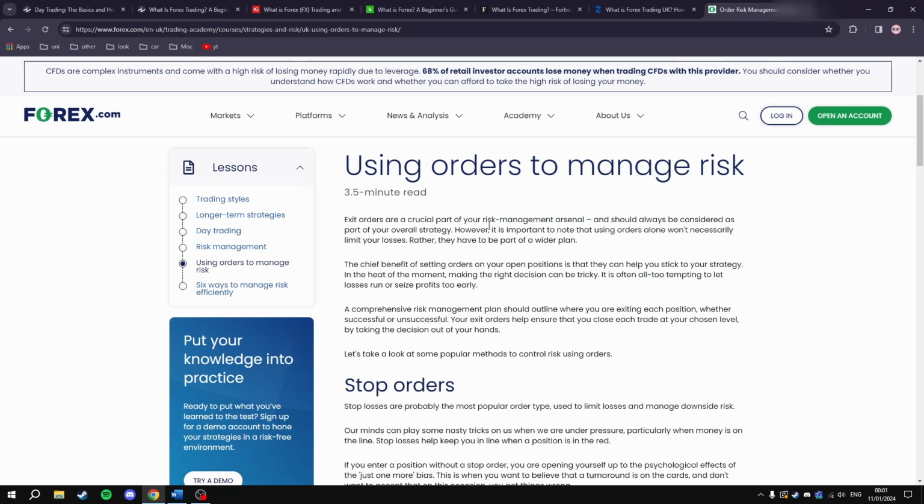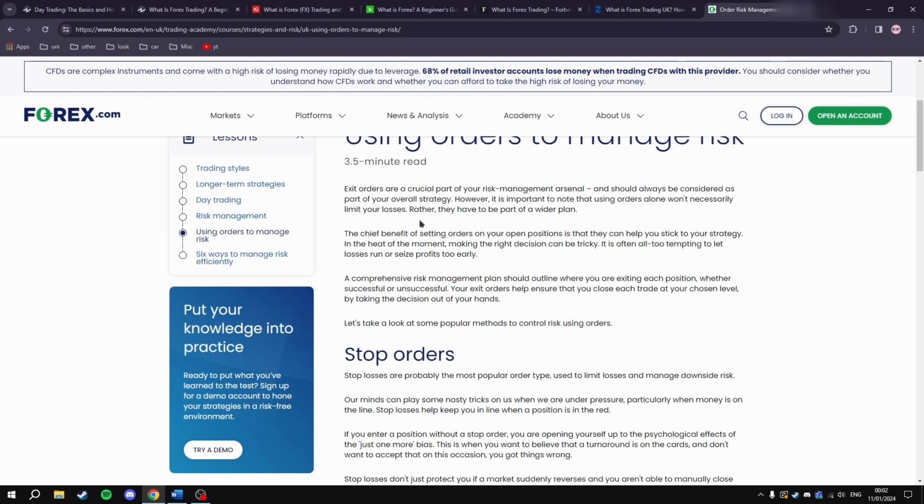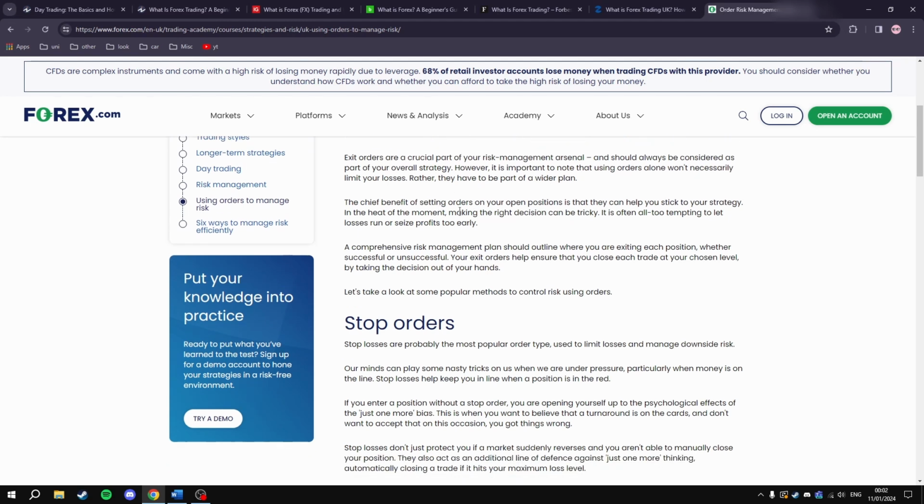Exit orders are a crucial part of your risk management arsenal and should always be considered as part of your overall strategy. However, it is important to note that using orders alone won't necessarily limit your losses. Rather, they have to be part of a wider plan. The chief benefit of setting orders on your own open positions is that they can help you stick to your strategy. In the heat of the moment, making the right decisions can be tricky.